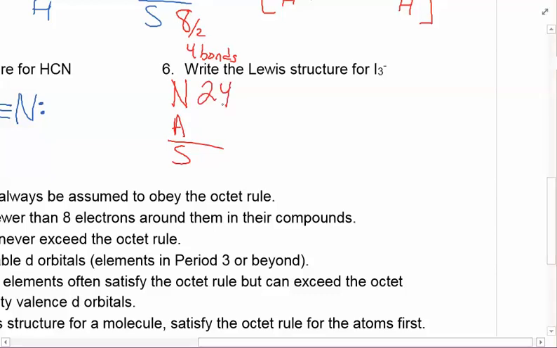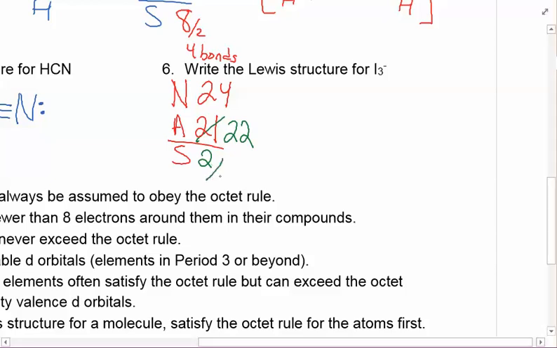Each iodine has 7 valence electrons, so 7 times 3 is 21. And this one, instead of having a positive 1, we now have a negative 1, so we're going to add an electron. So we'll have 22 electrons, resulting in 2 shared electrons.